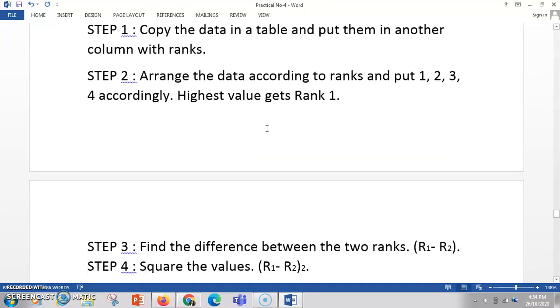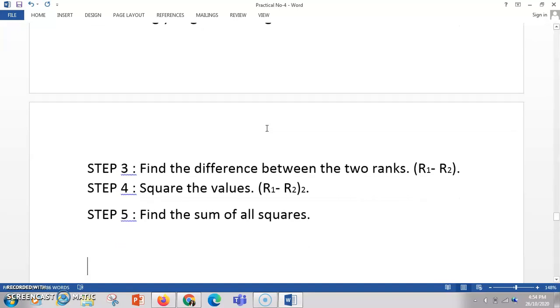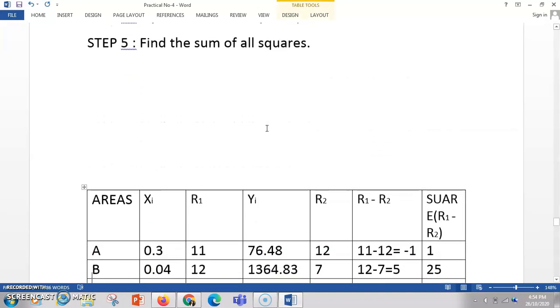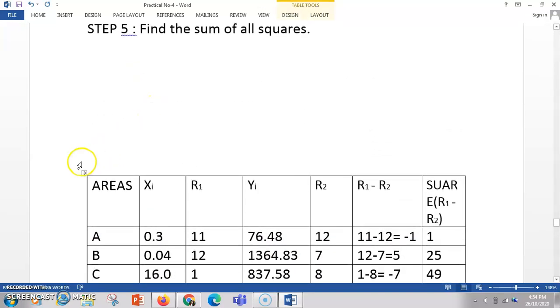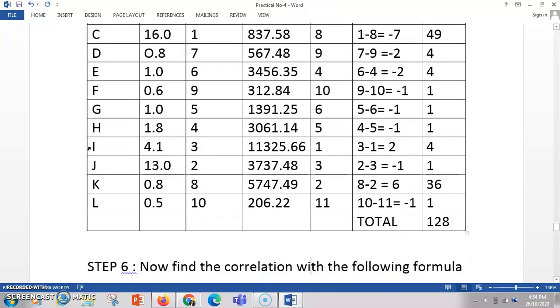So what is the step? You have to copy the data and you have to give the rankings to it. Okay, the highest value will be ranked first. Likewise, you have to give the ranking to the lowest value. Okay, so here we have a total of 12 entries. Okay, the entries here are a total of 12. So we'll see now. So here are the areas from A to L.